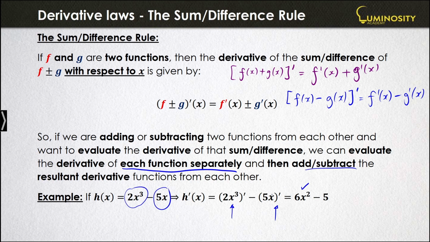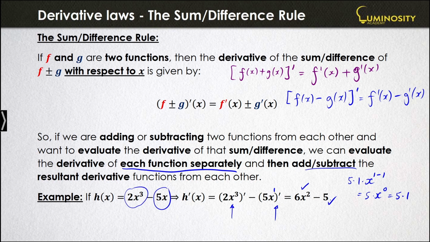And then the derivative of 5x, remember x here has a power of 1, so it's going to be 5 times 1 times x to the power 1 minus 1. But that's going to be 5 times x to the power 0, and x to the power 0 is just 1, so that's where we get 5. So the derivative of the cubic function 2x cubed minus 5x is 6x squared minus 5.